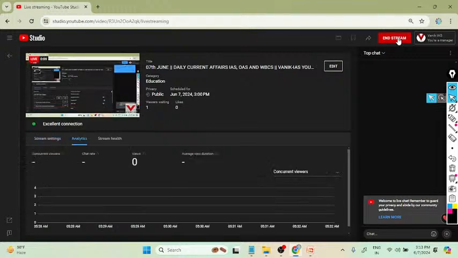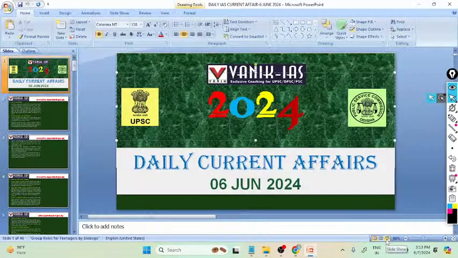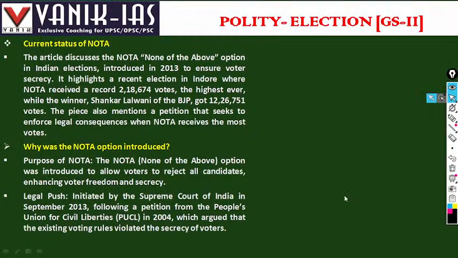So, welcome to the daily discussion. The first topic that we take up is on the current status of NOTA. None of the Above. This option was introduced to give the option to the voters.